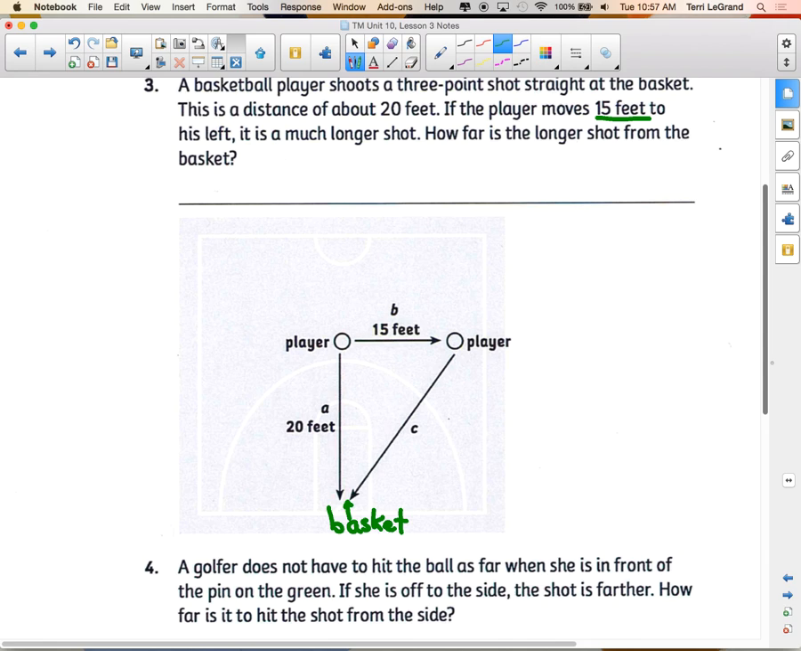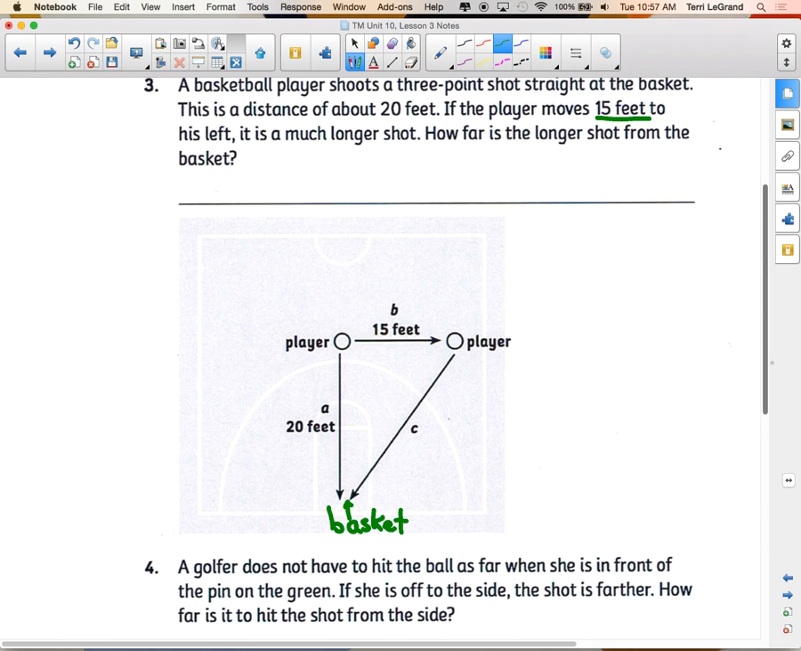So we have this, here's the basket straight on from me, but if I move 15 feet to my left, which I'm not going to be able to quite do, now the basket's still over there, isn't it? So why is this a longer shot for me than this shot? Okay, but why is it further? What are we going to be looking for? The hypotenuse, the C. And what did we learn about the hypotenuse? It's the longest side of the right triangle, right?